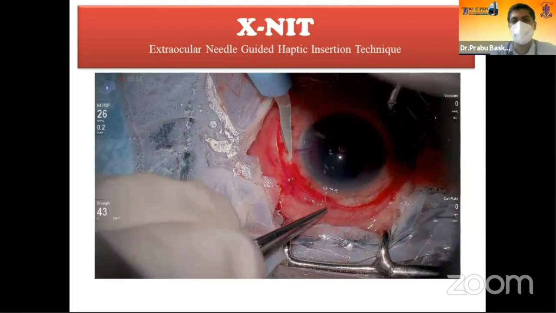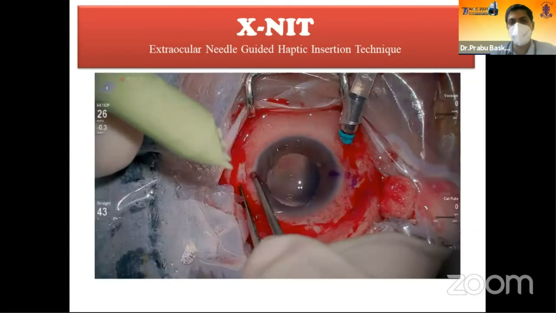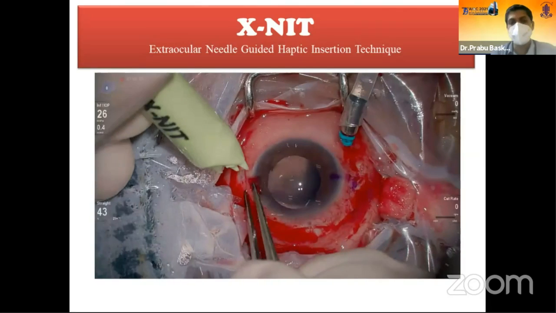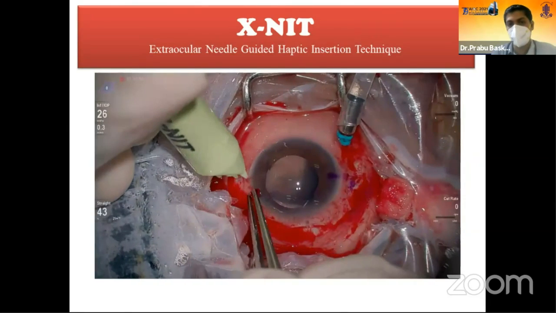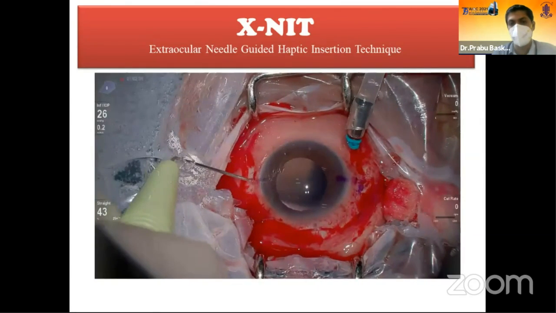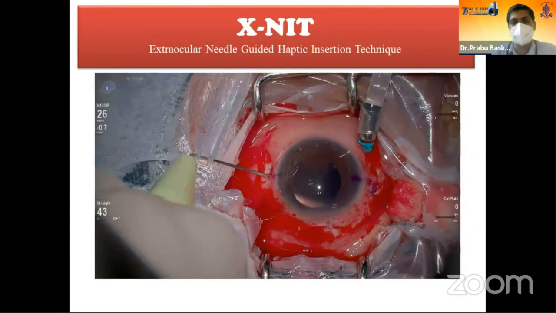You can see now, this is essentially an unedited video. What you're seeing in green is the XNet needle, the XNet device. On the back side of it, you can see the sclerotomy markers that we have provided. That's a 1.5 mm marker. Just before making the sclerotomy, you can have a quick idea. And this is a customized needle.